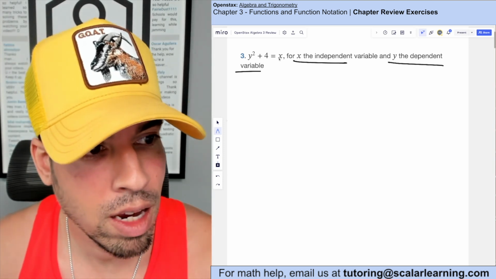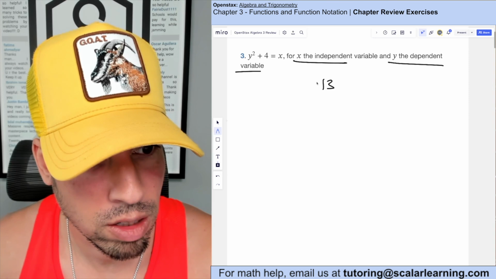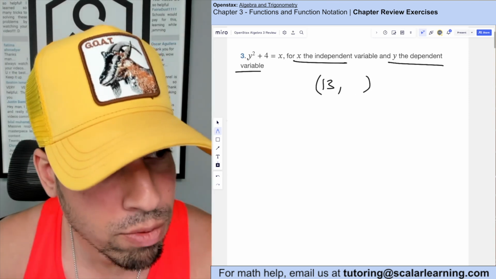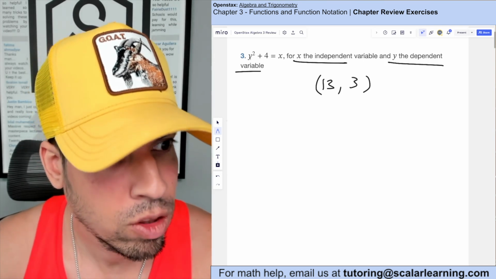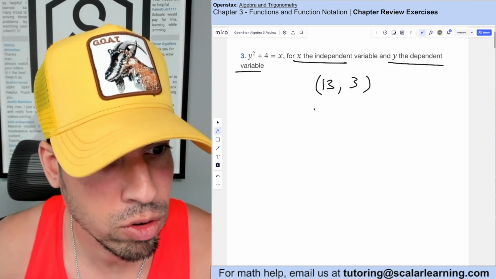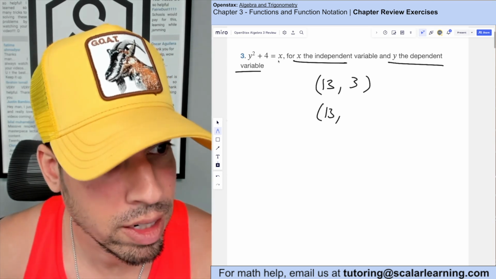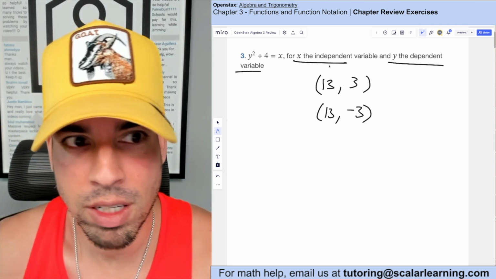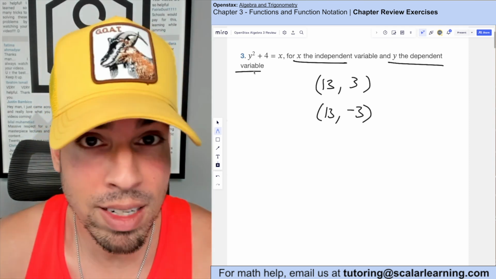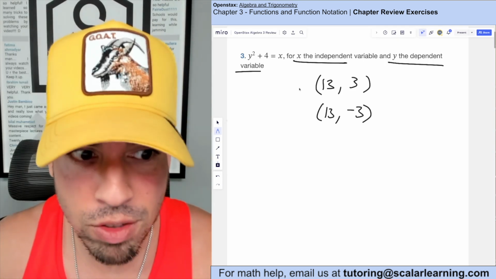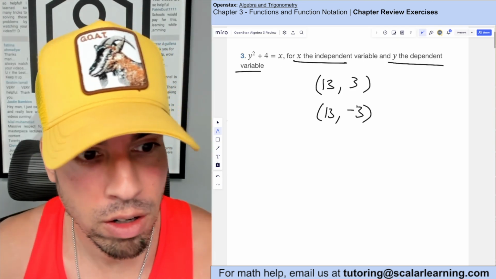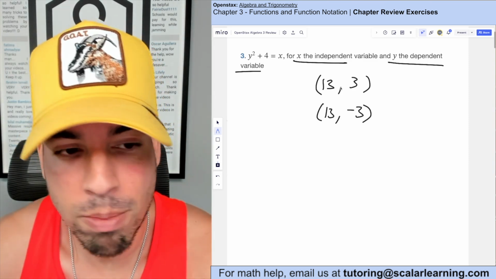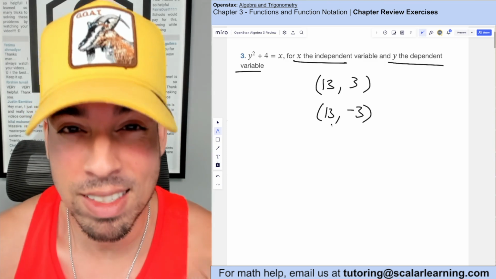So let's say x is 13, right? I can get to 13 in two different ways. For example, if y is equal to 3, 3 squared is 9 plus 4 is 13. But I can also get to 13 if y is negative 3. So the short answer is when you see the y value being squared, it's probably not a function because we can get these duplicate x values. But this is the proof right here: if I plug in 13 for x, I'm getting potentially two different output values, 3 and negative 3. So that means this is not a function.